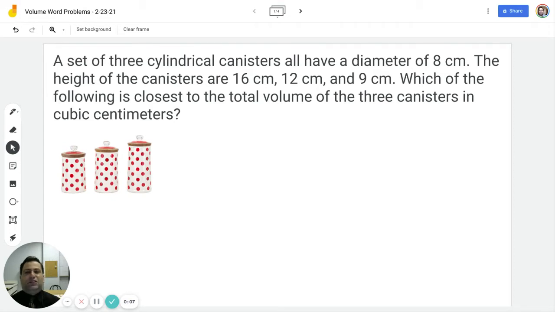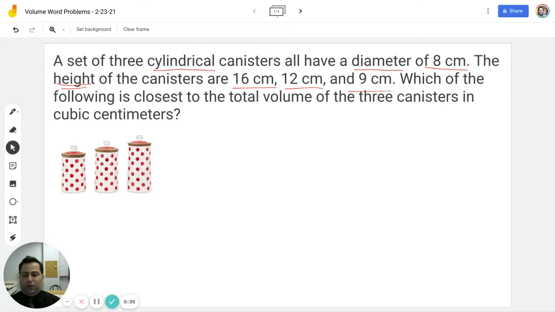A set of three cylindrical canisters, so we know that cylindrical means cylinder, all have a diameter of 8 centimeters. So we're looking at the diameter and it's 8 centimeters. The heights of the canisters are 16 centimeters, 12 centimeters, and 9 centimeters. So we have a height of 16, 12, and 9. Which of the following is closest to the total volume of the three canisters in cubic centimeters?